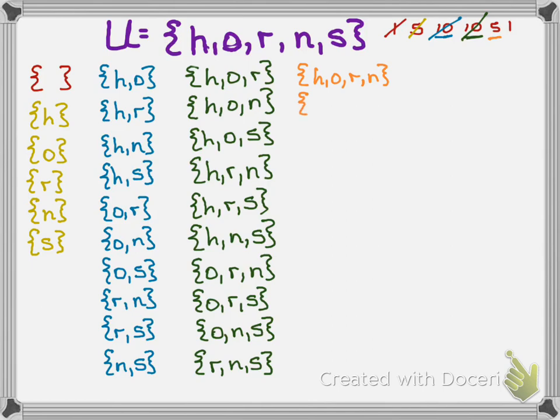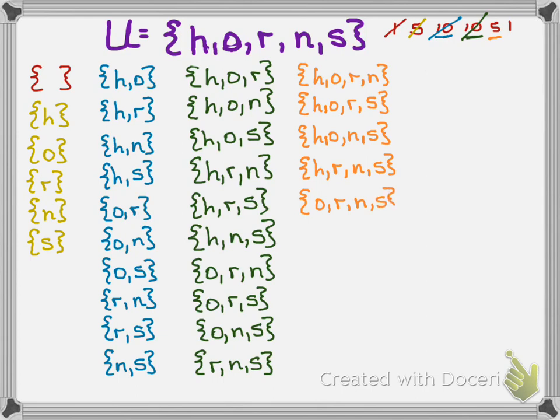And then I've got H-O-R, remove my N and leave my S. Then I've got H-O, remove my R, leave my N and keep my S. Then I have H, remove my O, leave R, N, S. And then the last one, remove my H, leave my O, R, N, and S. 1, 2, 3, 4, 5. So there is my 5 with 4 elements in it.